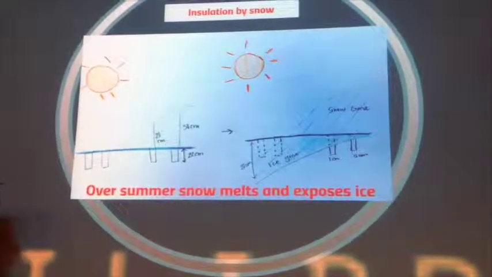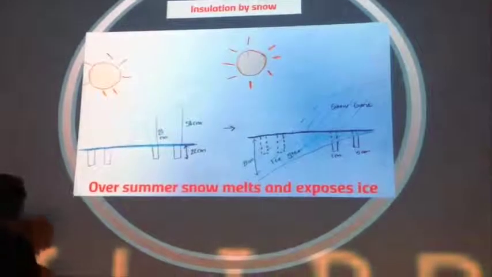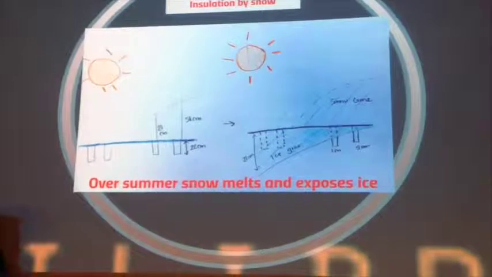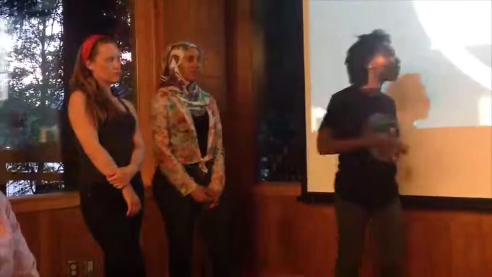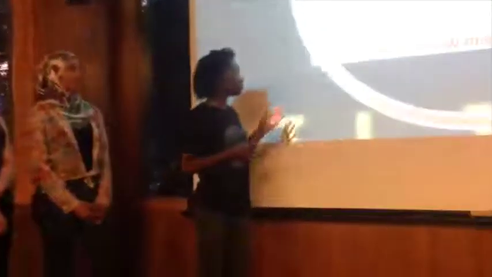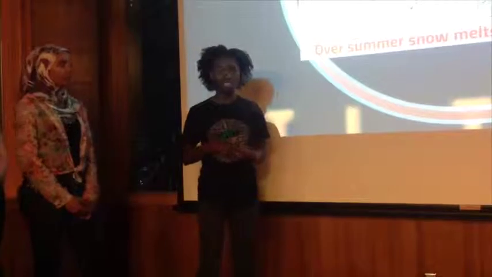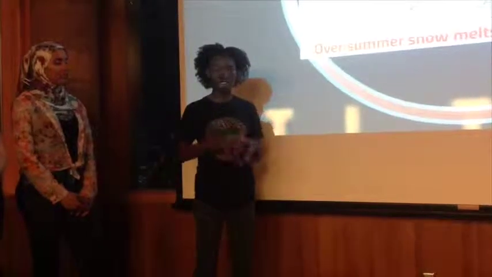We can conclude that snow is an insulating blanket for glacier ice. It delays the process of melting and keeps the glacier ice preserved longer. As you see, over the summer, there's more snow melt and exposed ice, and that causes the increase in melting of the ice.